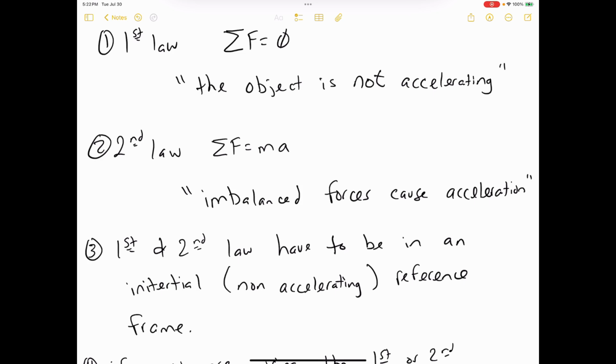Okay? So once again, the first law basically says if the forces are balanced, it's not going to accelerate. But the second law basically says if the forces are imbalanced on the object, then it is going to accelerate.